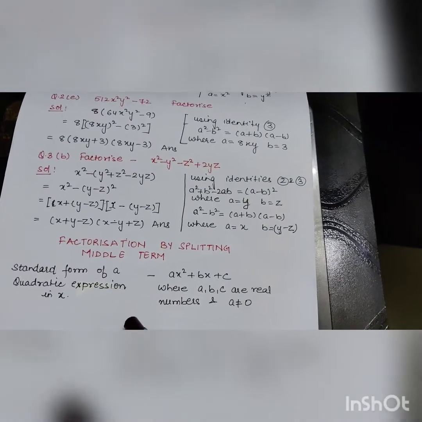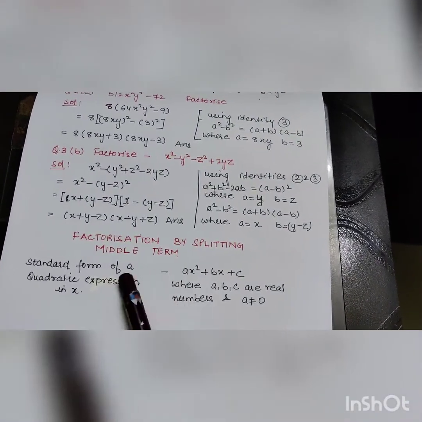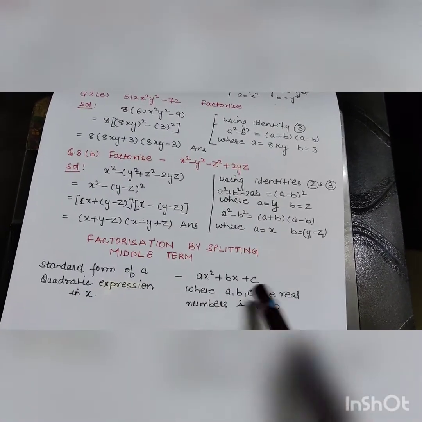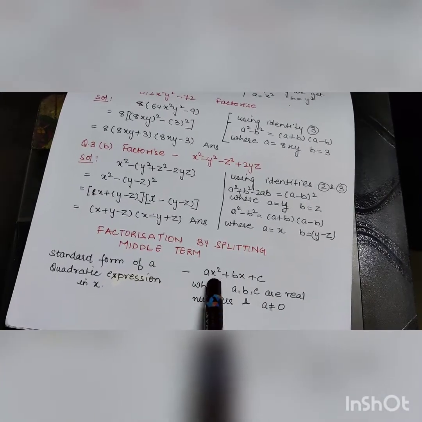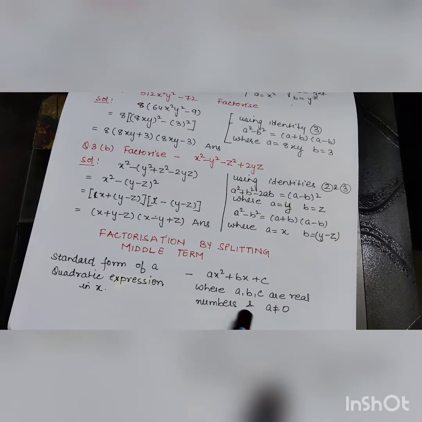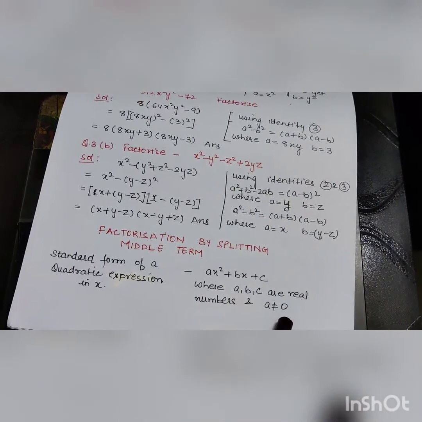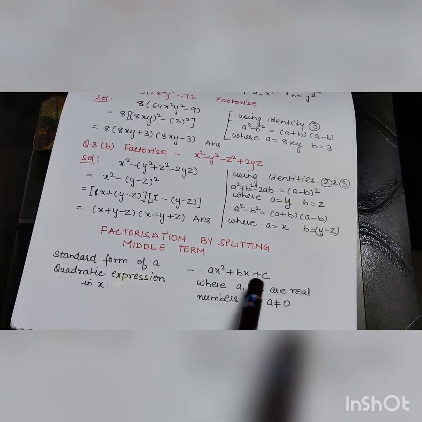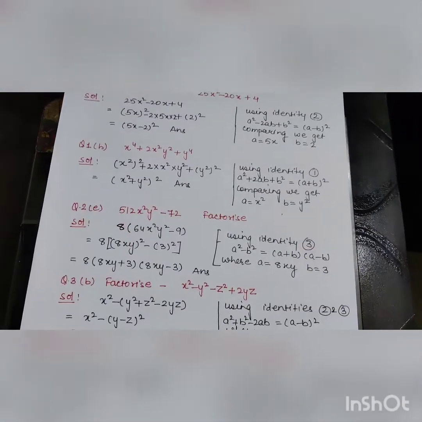Now we are going to do the factorization by splitting the middle term. This is a very important method which we normally use. So we'll be given a quadratic expression. A quadratic expression is of this form, where a, b, c are real numbers and the coefficient of x squared, that is a, is not equal to 0. So this is the standard form of a quadratic expression in x, right?